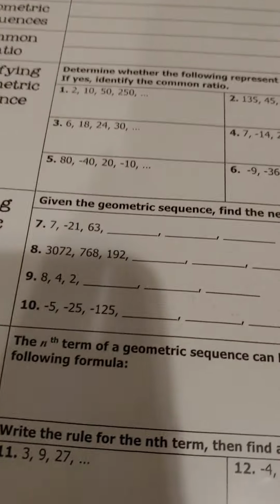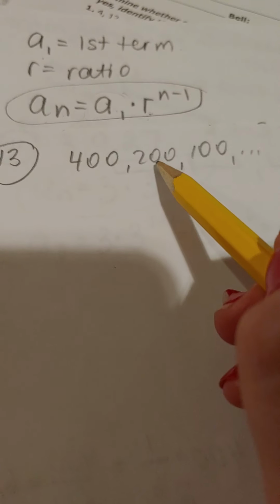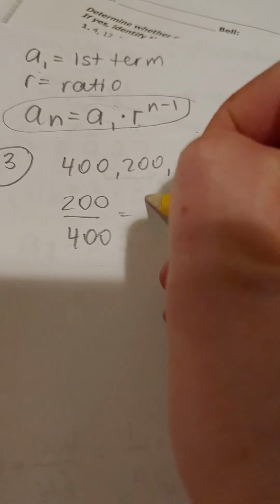Like I just said, we're going to go over number 13. What we have to do is write the rule for the nth term, then find A7. So this is the general formula for the nth term, and we have to figure it out for the case that we are given. First, we have to find out if this is a geometric sequence. For that, we're going to take the second term and divide it by the first, and it's 1/2.